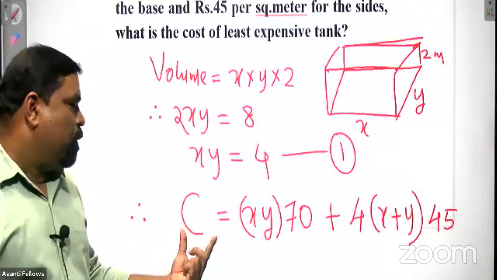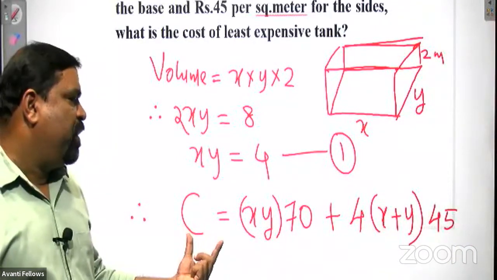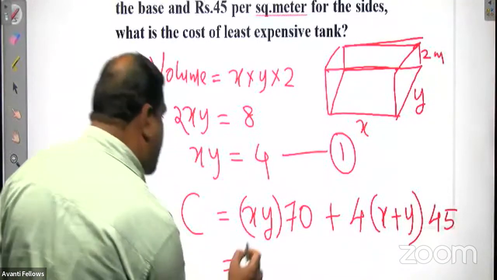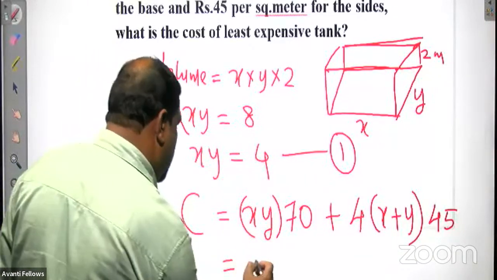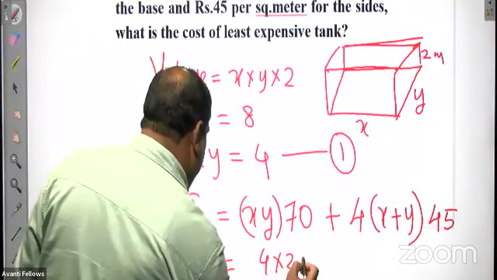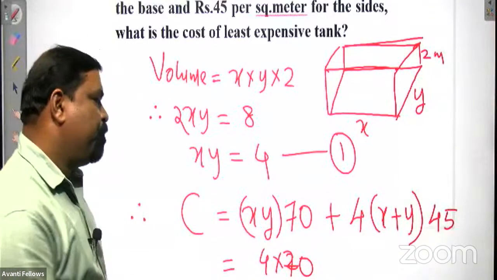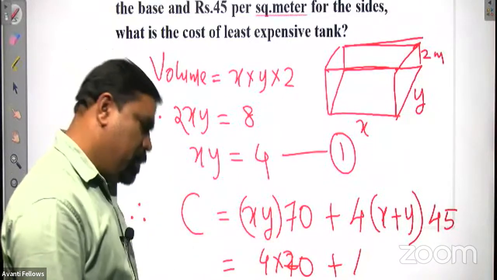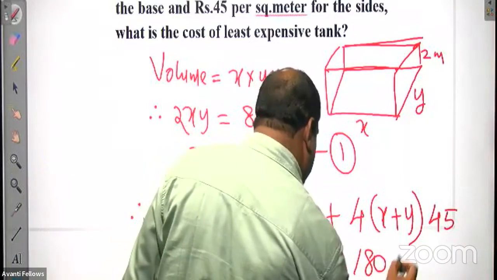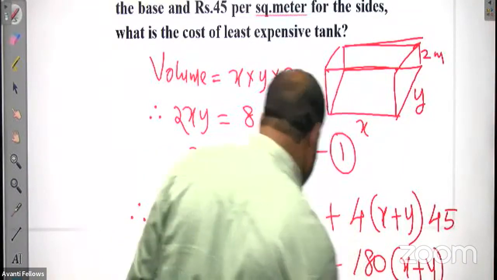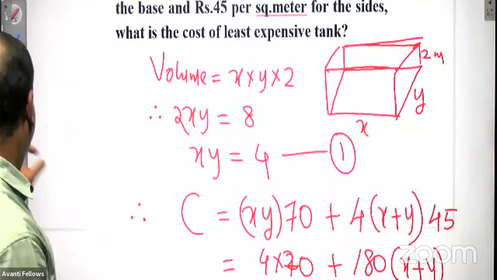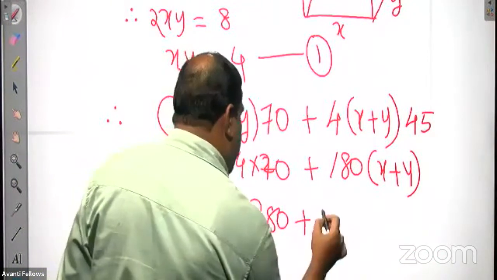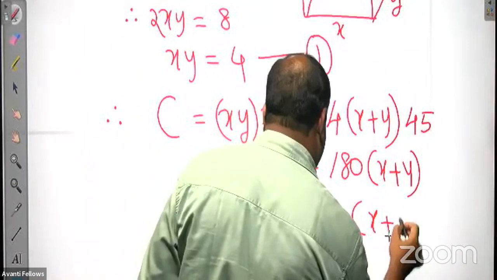So cost of making the tank, we have expressed in this way. So this can be modified further. X into y is actually 4, no? X into y is equal to 4. So 4 into 70, yeah, 280, plus 4 into 45, that means 180 into x plus y. Again, we can modify it as 280 plus 180 into x plus y.